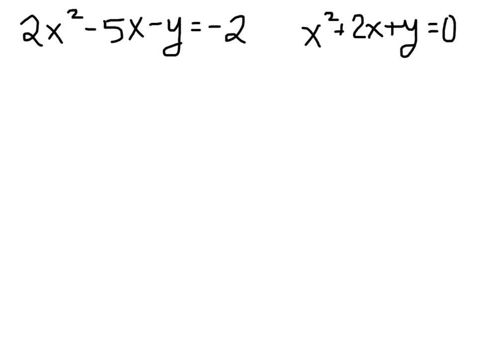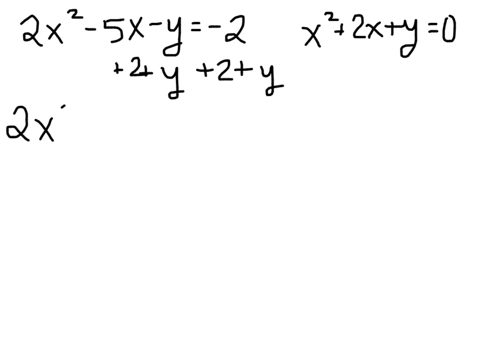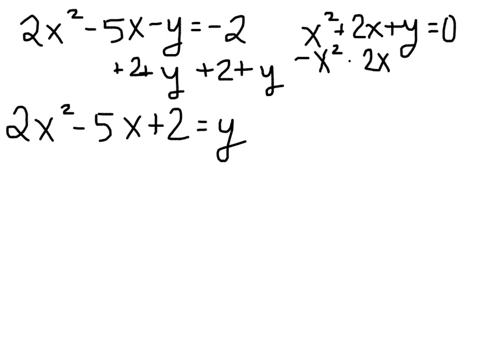On the left one, how do I get y by itself? Add y to both sides and add 2 to both sides. Like it. 2x squared minus 5x plus 2 equals 0. Or equals y, I mean. Sorry. And how do I get y by itself on the right side? Subtract x squared, subtract 2x.